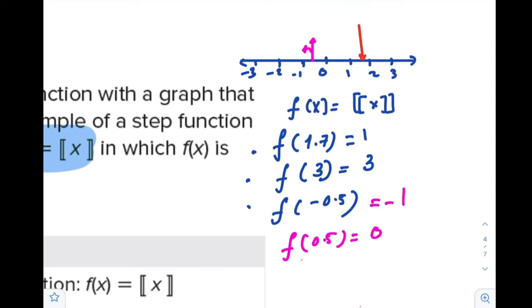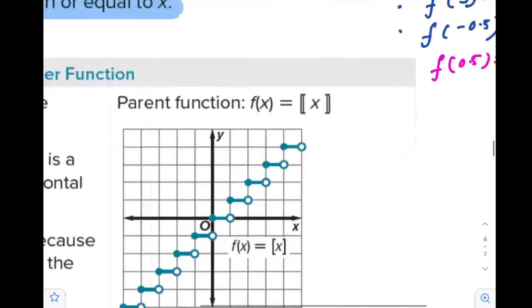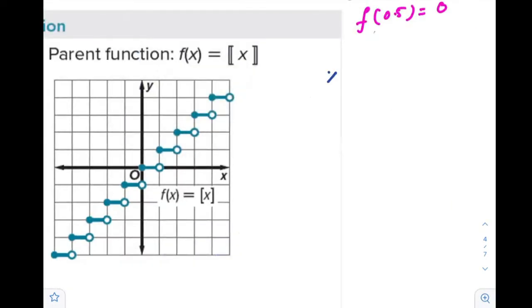Okay, so how can we get this shape? As we said, we might have x equal to 0 or above. If it is equal to 0 or 0.1 or 0.5 or 0.7 or 0.8, 0.0009, 0.9999, up to just below the 1, the greatest integer will equal 0. So the interval between 0 and 1, not including the 1, will lead to y equals 0.